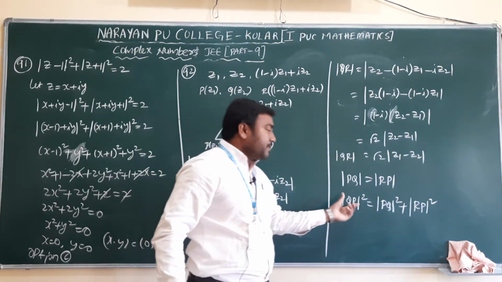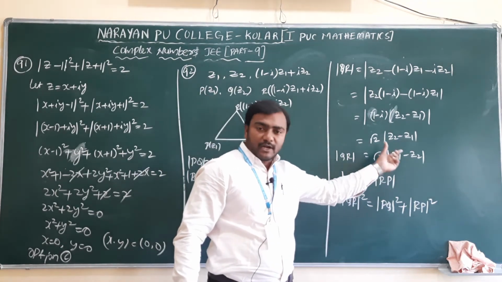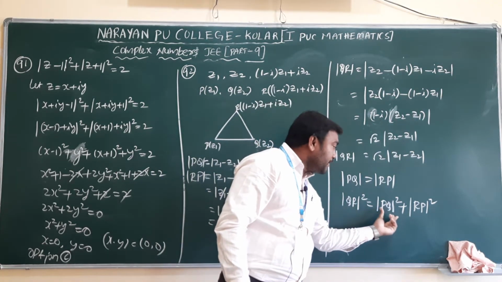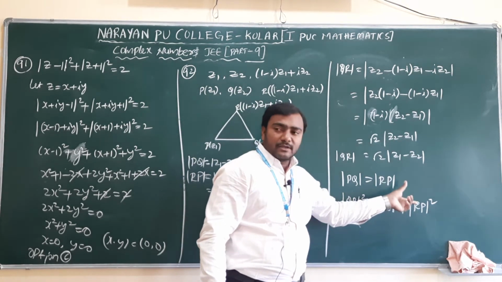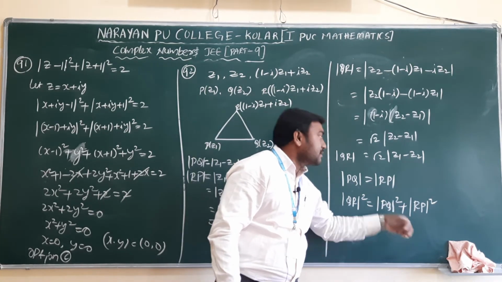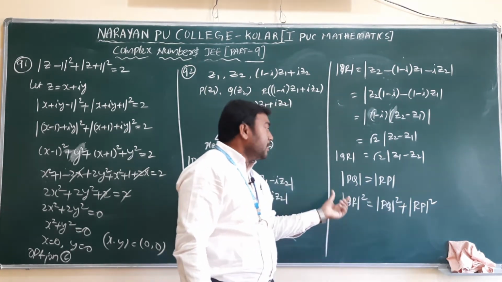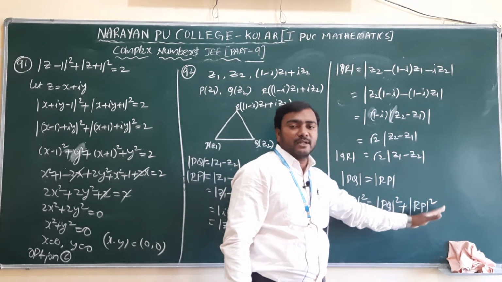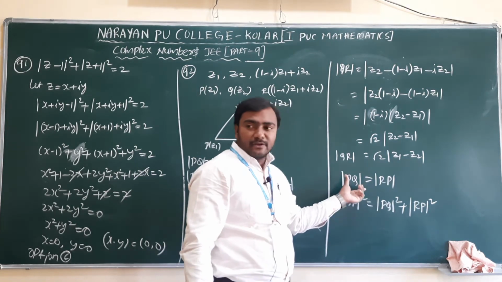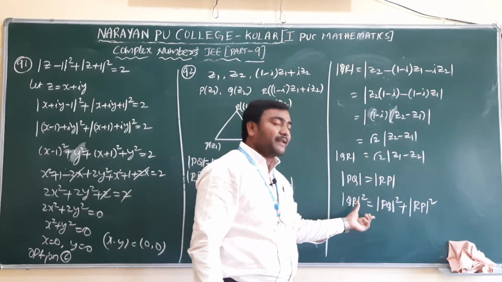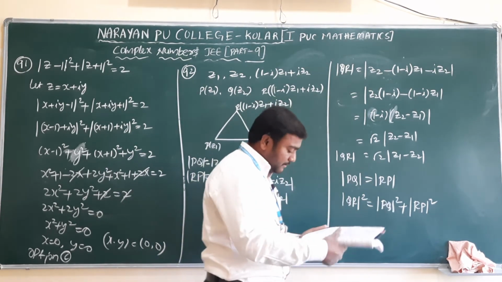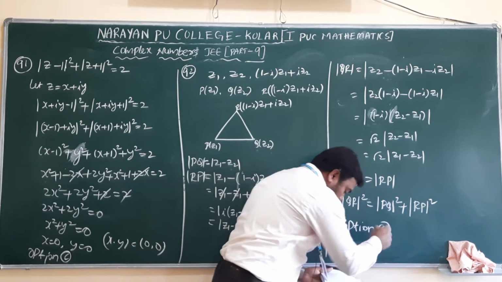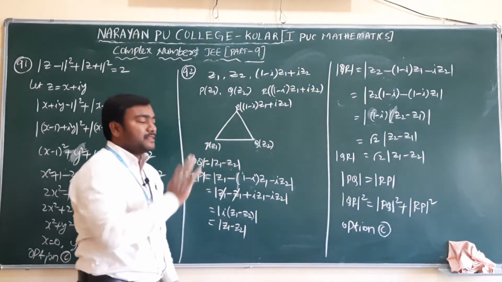But here, modulus of QR square is equal to modulus of PQ square plus modulus of RP square. Here modulus of QR, we are getting 2 into modulus of z1 minus z2 whole square is equal to modulus of PQ square, z1 minus z2 whole square, plus modulus of RP square, z1 minus z2 whole square. We are getting 2 into modulus of z1 minus z2 whole square is equal to 2 into modulus of z1 minus z2 whole square. That is an isosceles triangle and it is a right angle triangle. Option C is the correct option because it is a right angle triangle and isosceles triangle.